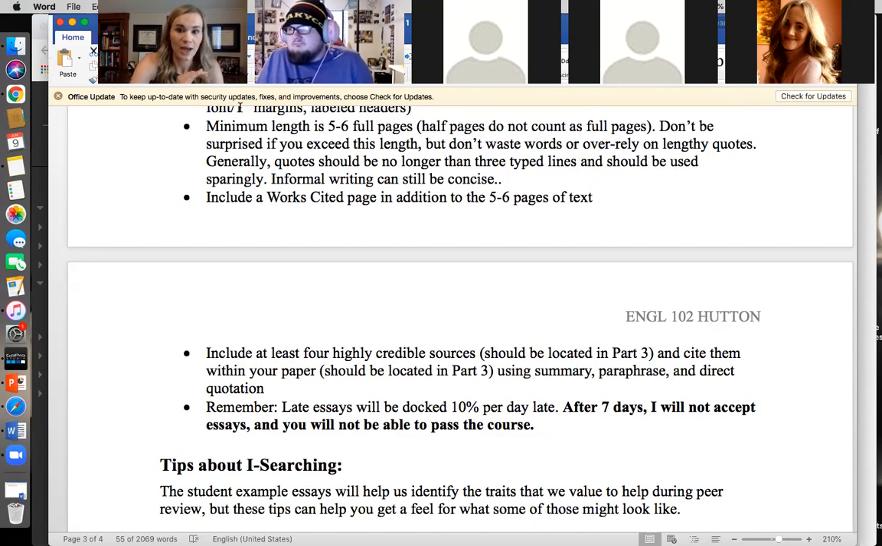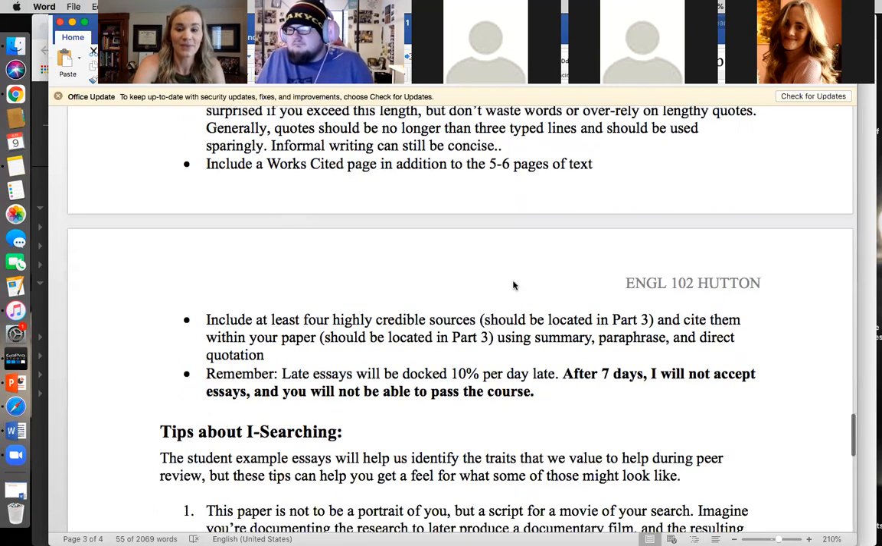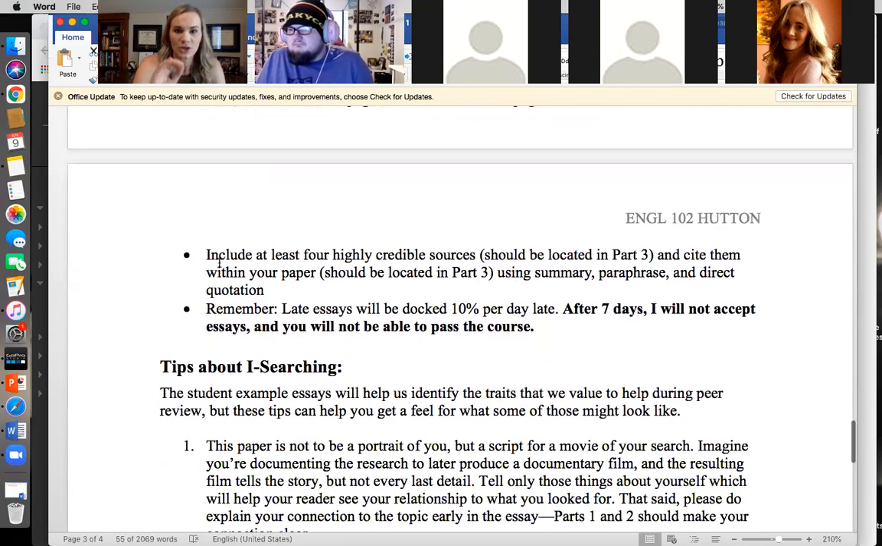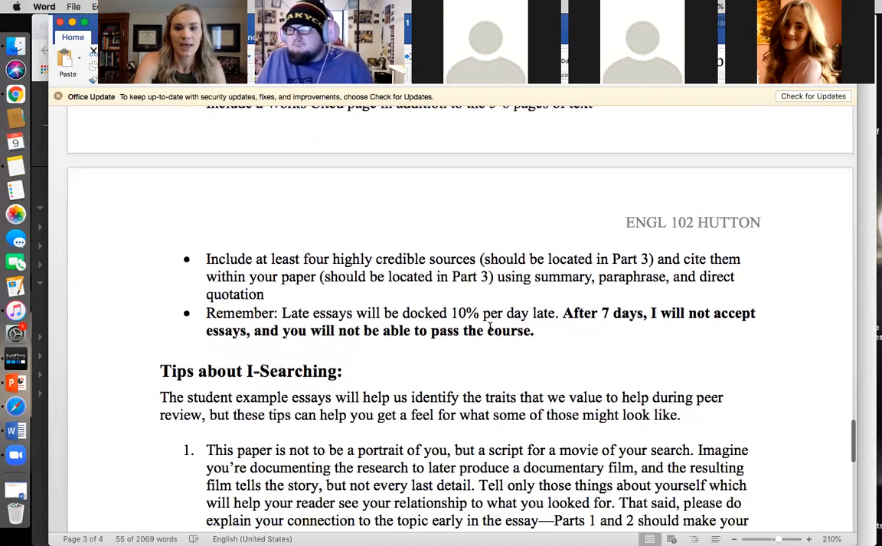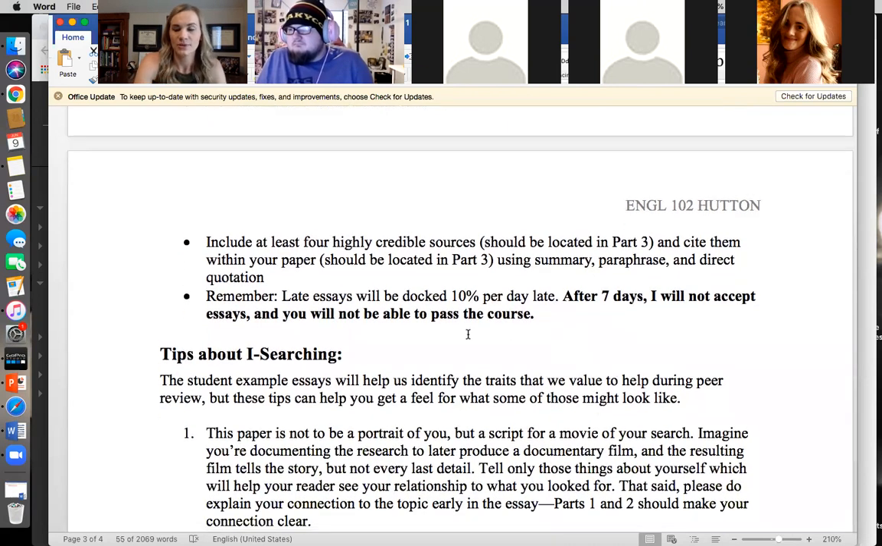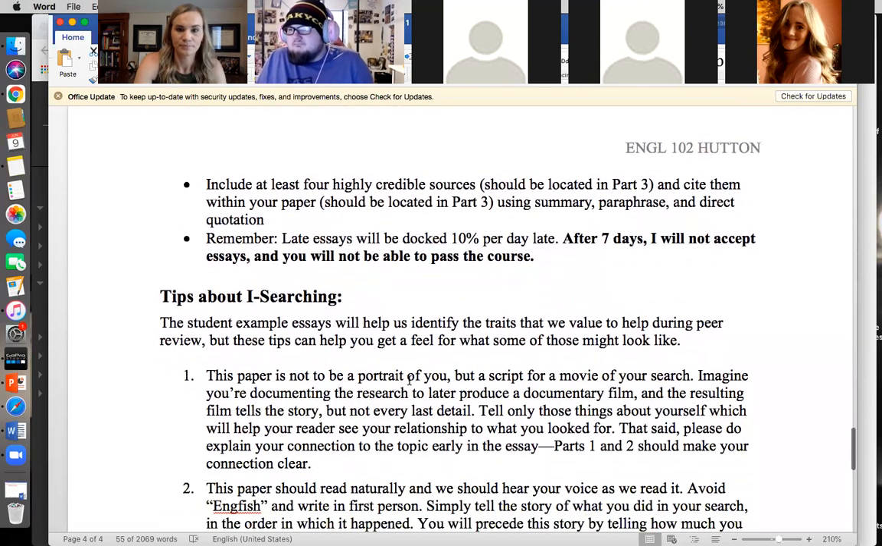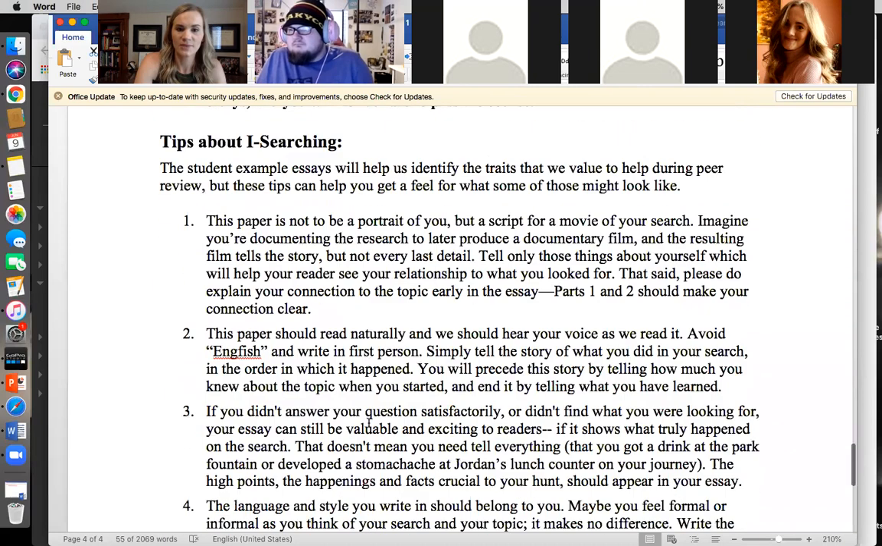Okay, so I know a lot of you are looking at this and saying, oh my gosh, 5 to 6 pages. Don't worry about it. Just write, and I guarantee you will get there. Okay, and that's not including your works cited page. That's of written work. Okay, you'll need to have at least 4 highly credible sources. If you want to do more research, you're more than welcome to, but you're only required to have 4 for this paper. Okay, and late essays dock 10% per day that they're late, and after 7 days, I generally don't accept them. Okay, and I also have some tips down here.